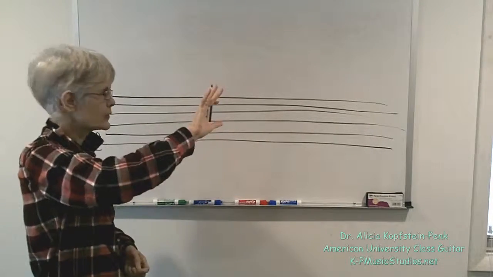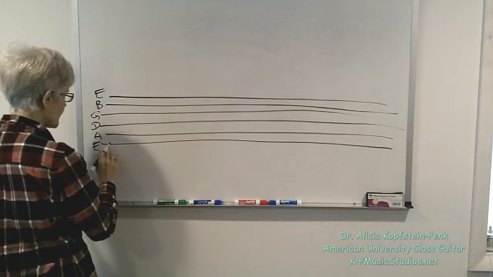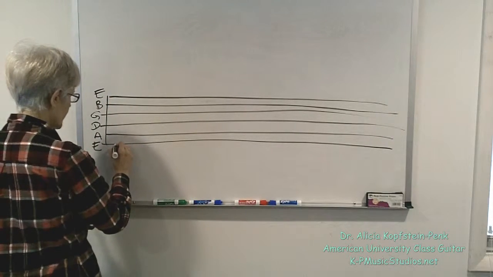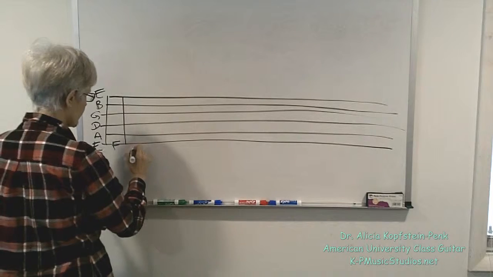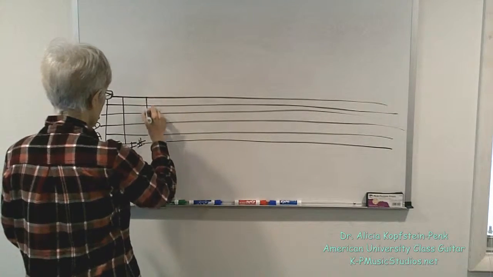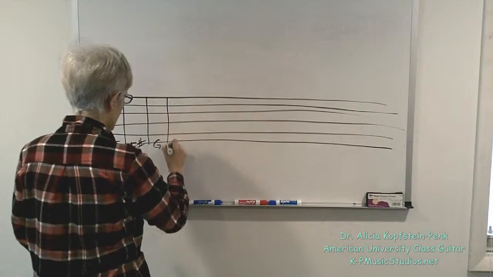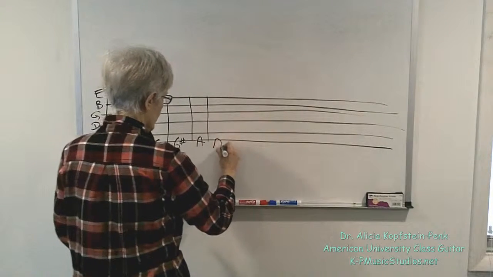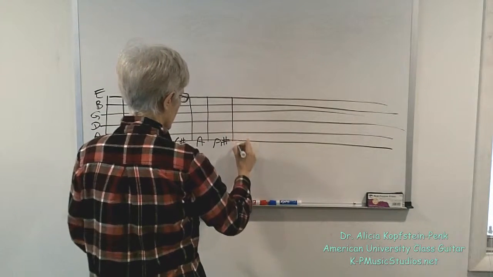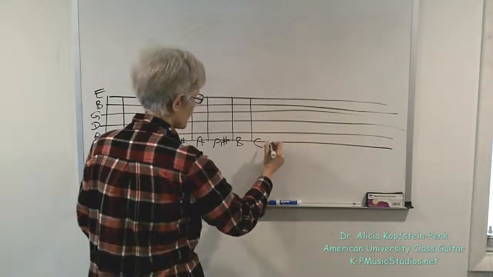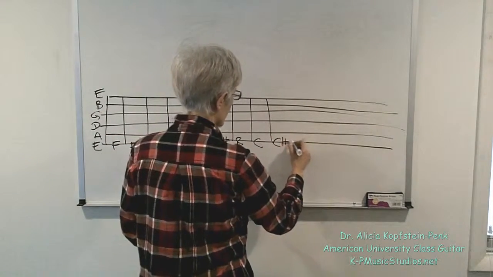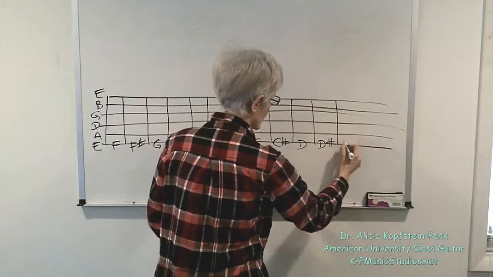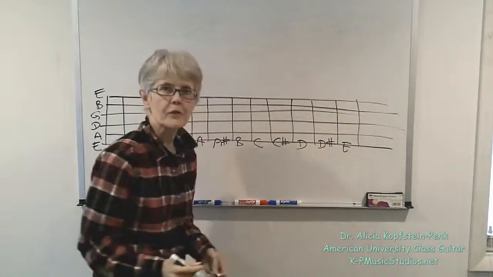Music ascending usually goes to the right. So what we're going to do is say that this note is an E, and then when you are at the 1st fret, it's F. The 2nd fret is F sharp. Then you have G, G sharp, A, A sharp, B, C, C sharp, D, D sharp, E. And that's as far as you need to go.